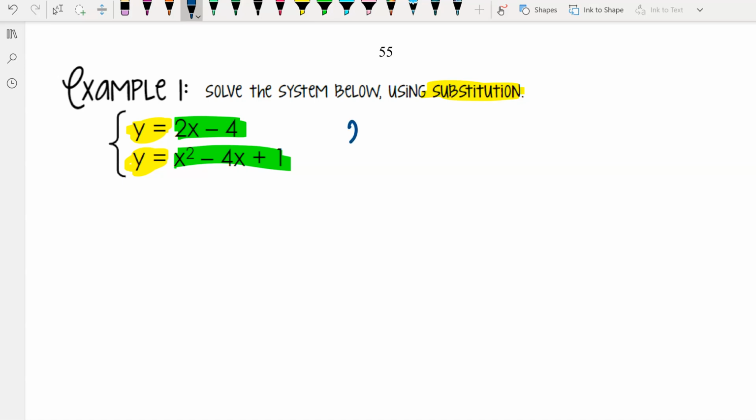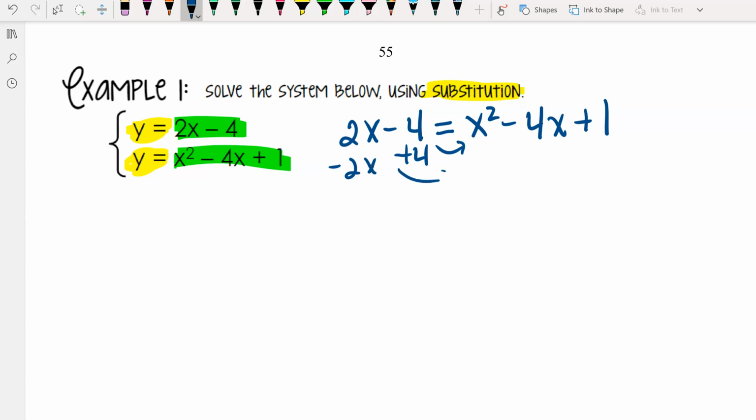We did that a few times with linear equations when we had the systems, so we're going to do that here as well. We're just going to set them equal, because if they both equal y, then they have to equal each other. Then we're going to move what we need over. So minus the 2x, add the 4, so we get 0 equals x squared minus 6x plus 5. Okay, I'm going to rewrite it so it's on the left.